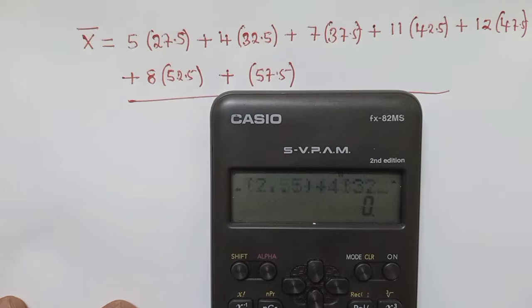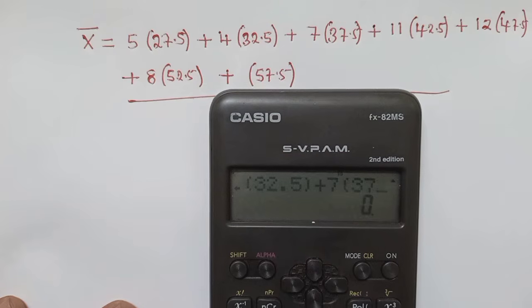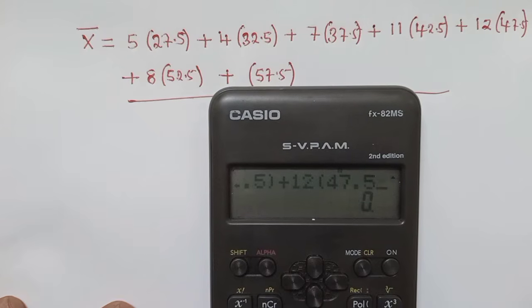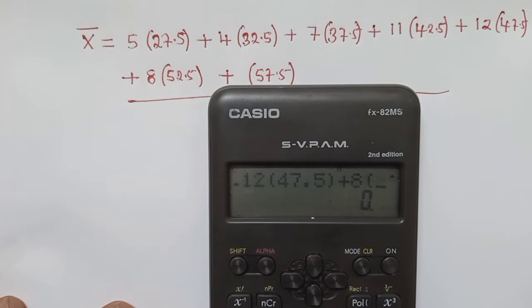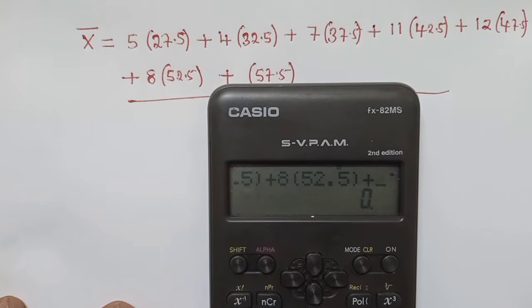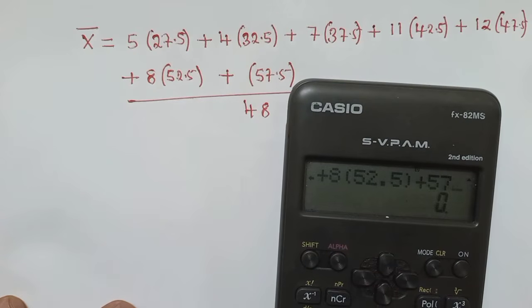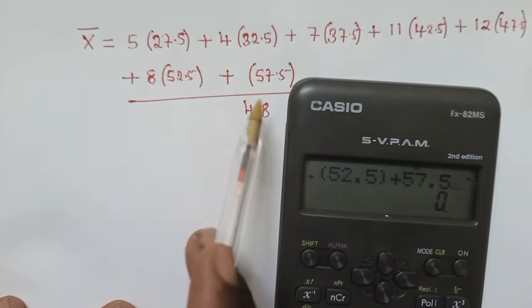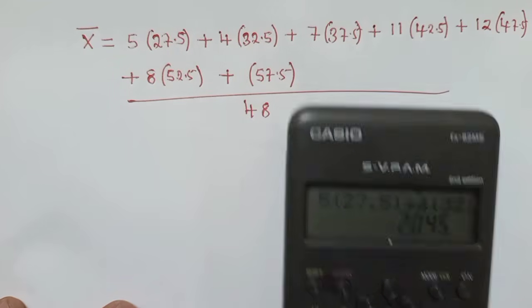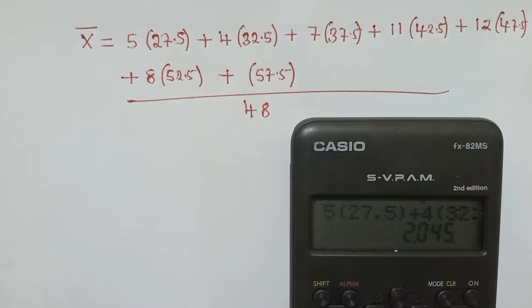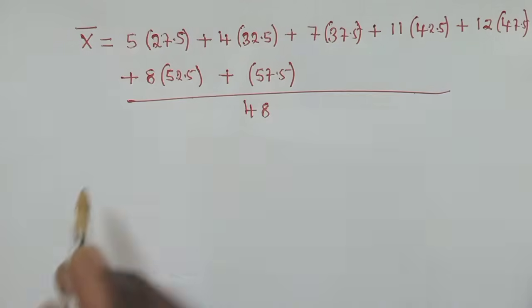open 32.5 plus 7 open there 37.5 close plus 11 open 42.5 close plus 12 open 47.5 close plus 8 open there 52.5 close plus 57.5. This is what we have, the 57.5. So we're getting a 2045.